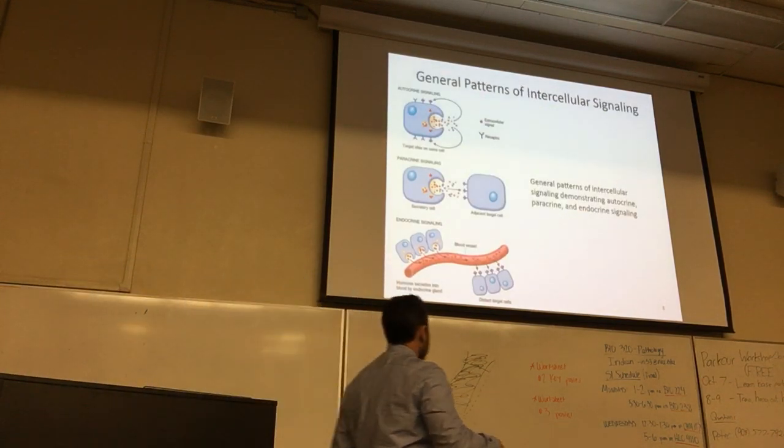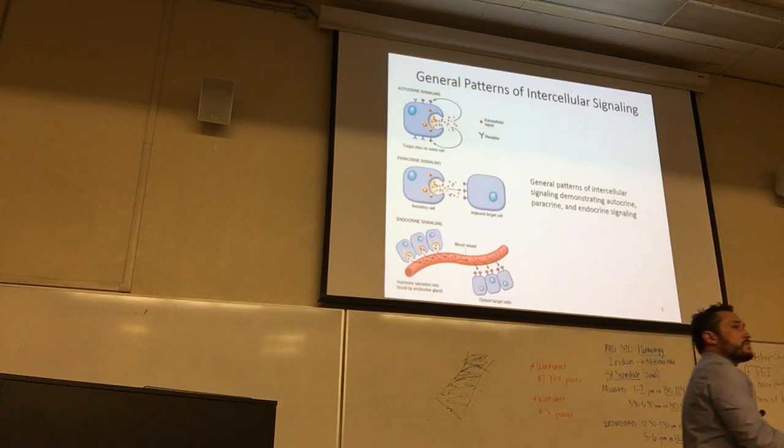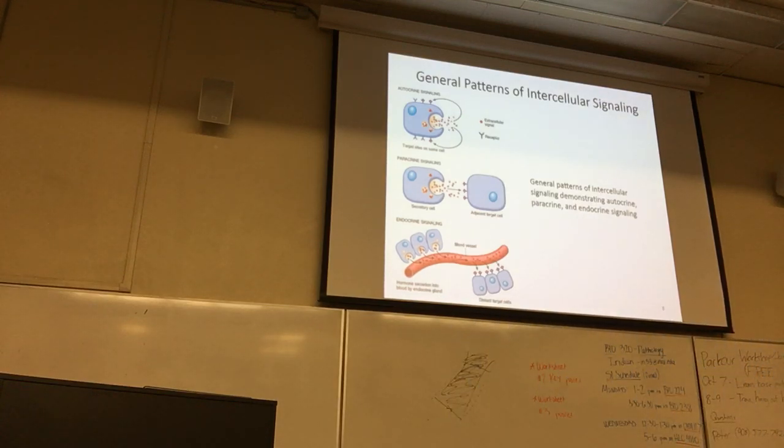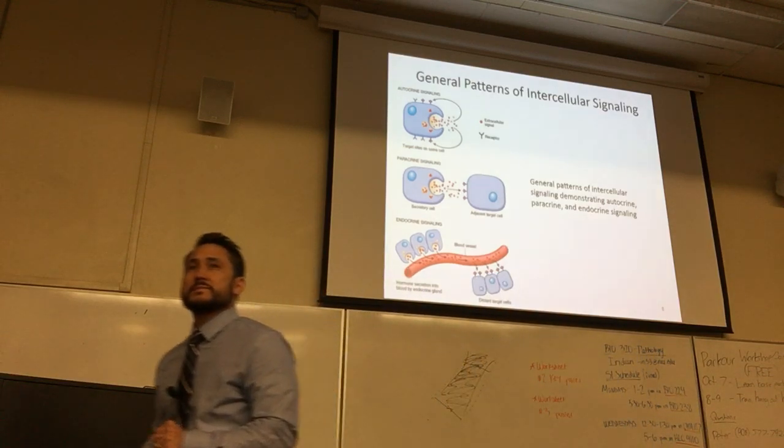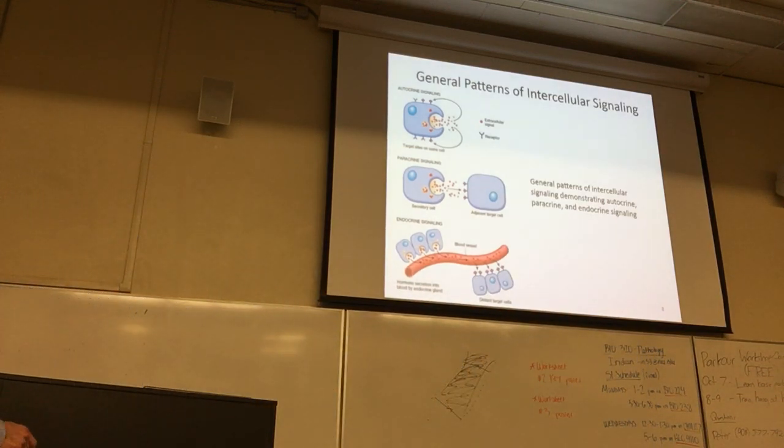So in order to signal these cells to the area or to get them to divide, we use three main processes. We've got autocrine, paracrine, and endocrine signaling. And all three are involved in tissue healing. And I'll give you examples of each.